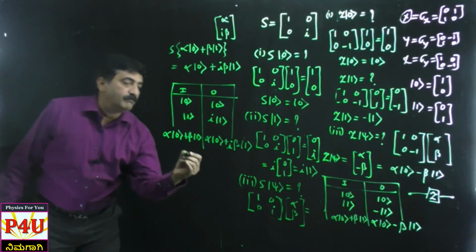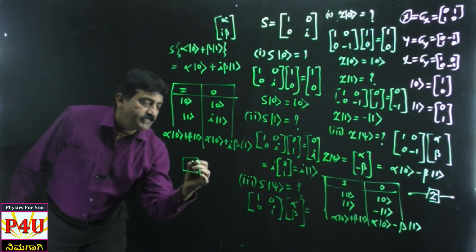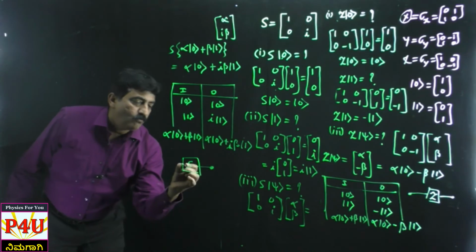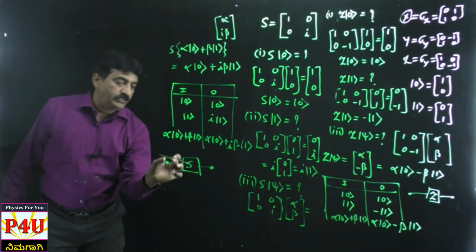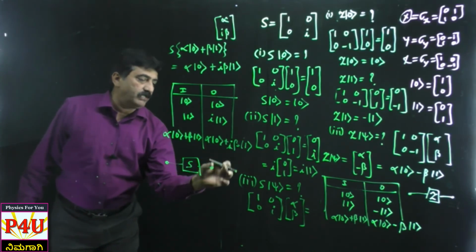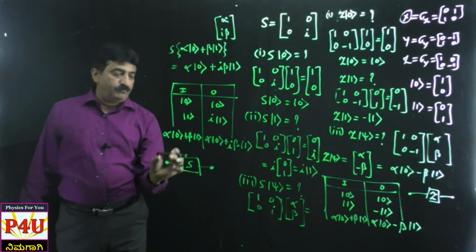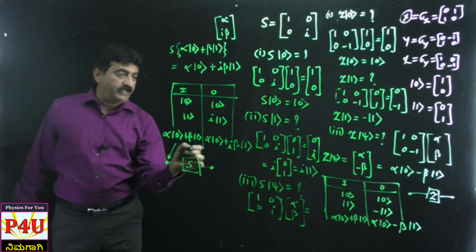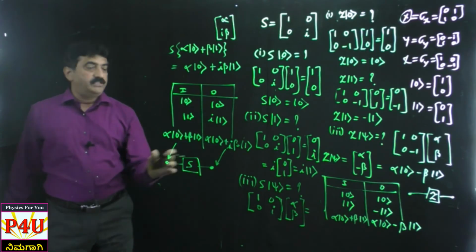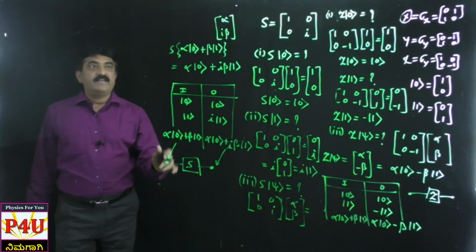And if you want to write a symbolic representation, very simple: write S here, with input and output. This whole thing you write here as input, and this whole thing will become the output here. So this is the symbolic representation of the S gate.